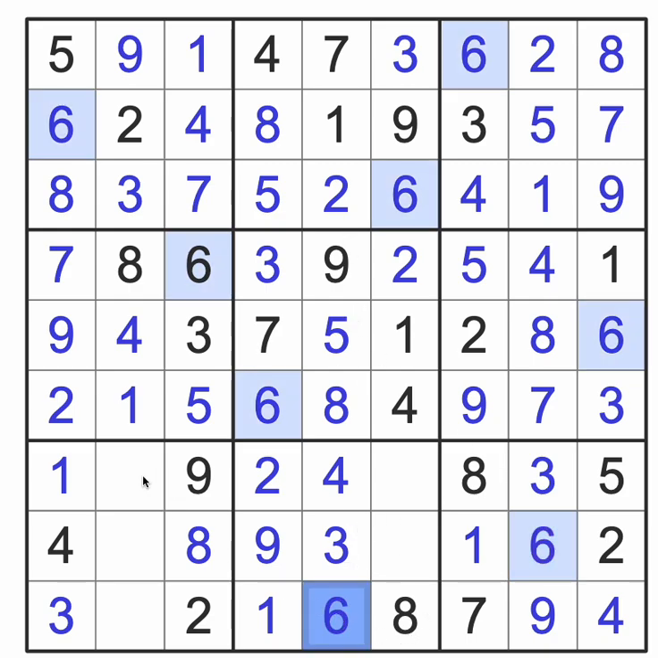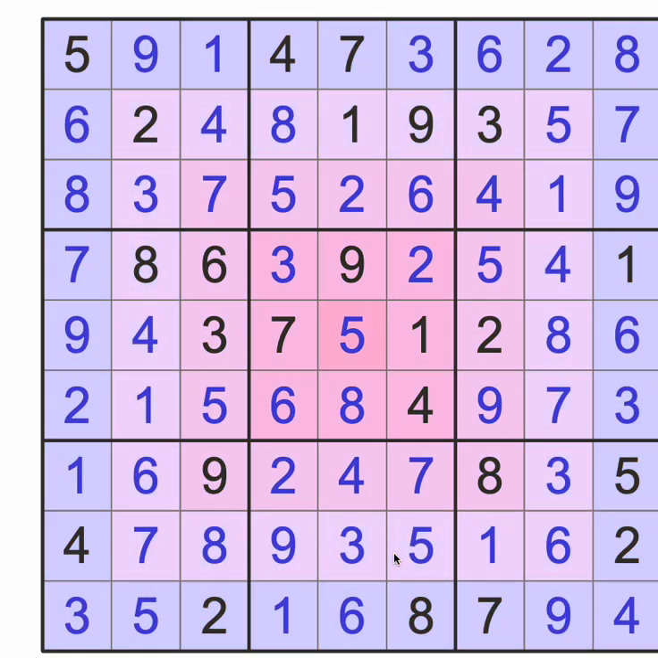6 and 6 gives me 6 here. The last number of this row is 5, and this is 7. That gives me 7 and 5.